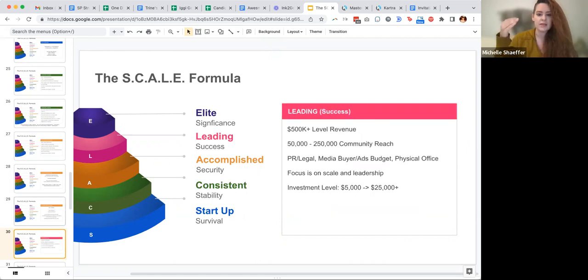So the next level is leading. This is where you would consider most businesses successful when they hit this level. It's $500,000 or higher. They've got 50 to 250,000 community reach. At this point, they probably have PR or legal people that they either have in-house or that they're working with.